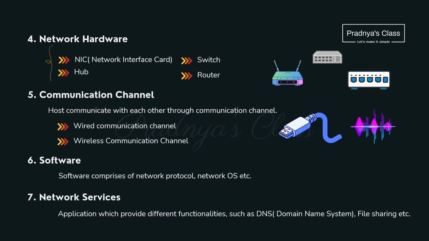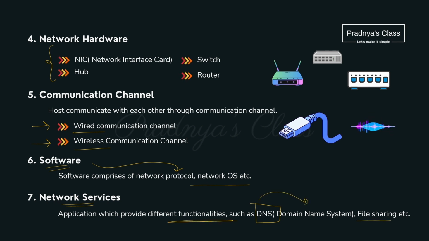Here are some of the hardware devices. There are two different communication channels through which data is passed, wired and wireless. There will be some software also used for networking like network protocol and network operating system. Here are the services which are provided by the network like DNS, domain name system, file sharing and some other functionalities we will be getting.